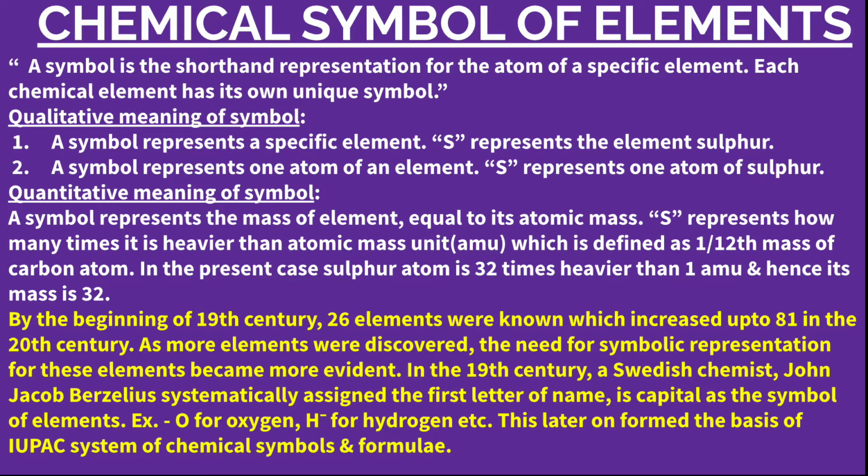In the 19th century, a Swedish chemist known as John Jacob Berzelius systematically assigned the first letter of the name, in capital, as the symbol of the element. For example, oxygen was represented as capital O, and hydrogen as H. This later formed the basis of the IUPAC system of chemical symbols and formulas.